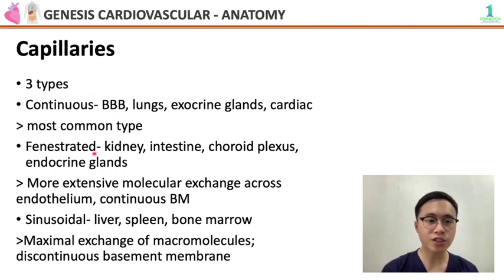And then you have the fenestrated type, which has more extensive molecular exchange across the endothelium, no? And they have continuous basement membrane. So some examples include kidneys, no, the intestines, the choroid plexus, and endocrine glands.